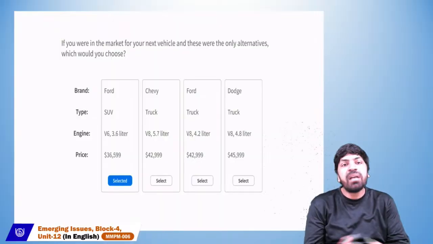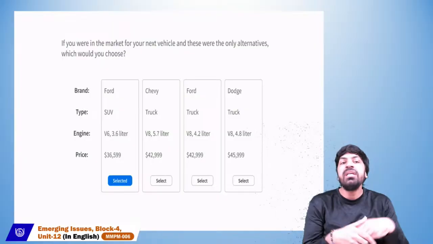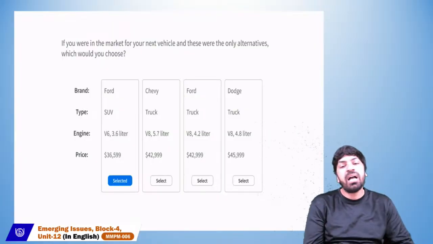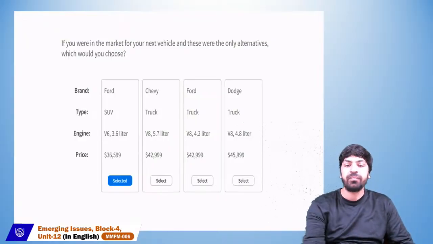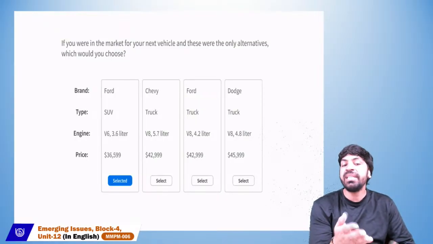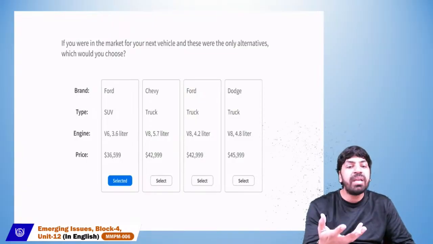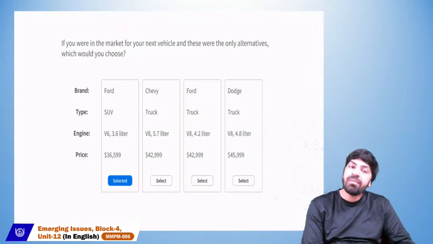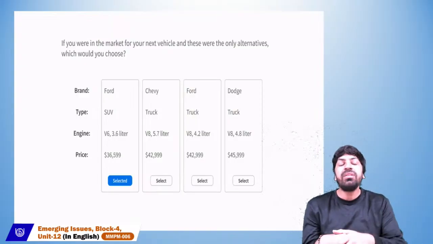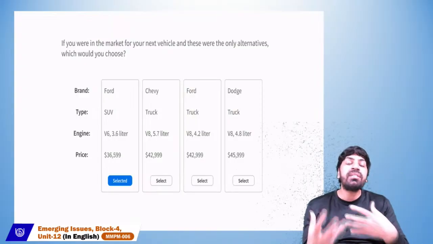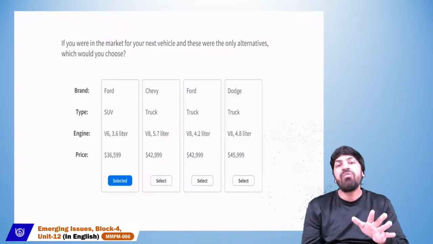So if you were in the market for your next vehicle and these are the only alternatives, then you have to choose any of the alternatives in which you are actually willing to opt. So obviously, if we have selected this, definitely we have looked at the price also. We have looked at the engine also. We have looked at the type also. So accordingly, we have looked at the most important factors while making a decision related to the purchase of any product, let's say a car or a vehicle.